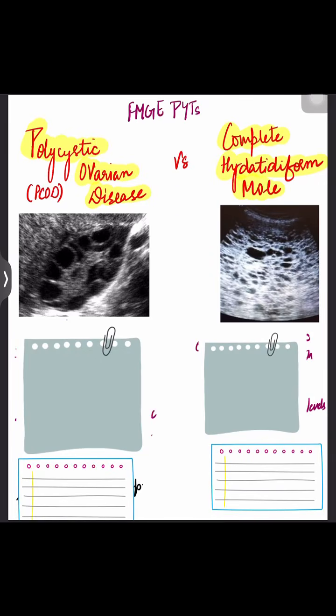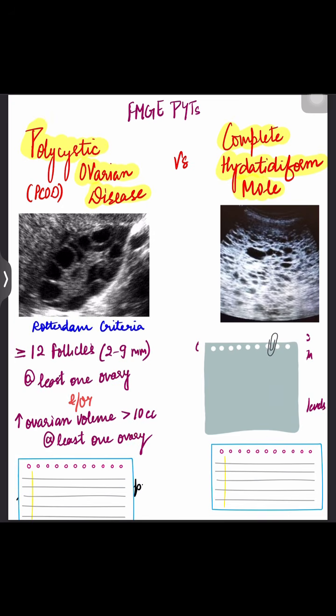Hello everyone, let's discuss the differences between PCOD and complete Hydatidiform mole. So basically in PCOD, what you need to remember from the FMGE exam perspective is the Rotterdam criteria, which says that at least one ovary of the patient should have at least 12 follicles. More than that would be possible, but at least 12 follicles, which should be 2 to 9 mm in diameter or size, you can say.